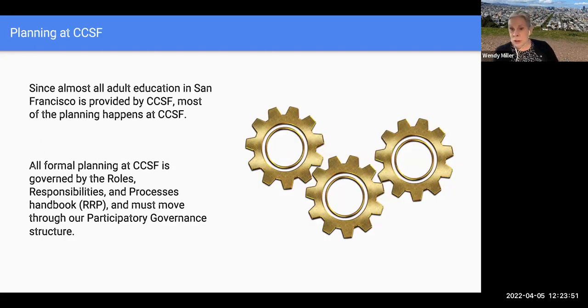So most of the planning happens at City College because we provide most of the services. And all formal planning that has to be filed with the state at City College is governed by a handbook that was put together by all the constituency bodies through participatory governance processes called the Roles, Responsibilities, and Processes Handbook. So all of these plans have to move through our participatory governance structure. Next slide.